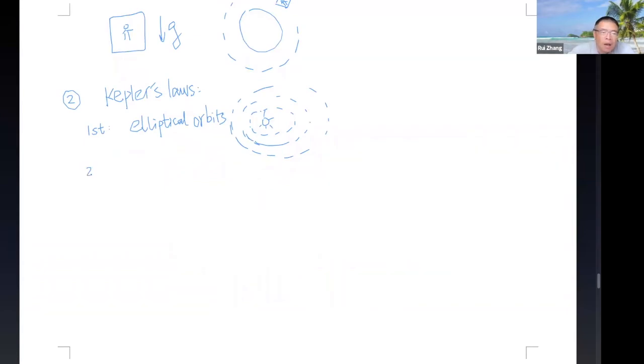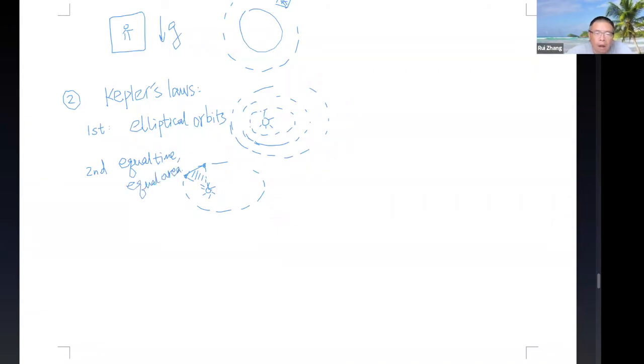Now, the second law says, on the ellipse, take the Earth, for example. For the same amount of time, if you connect the Earth to the sun, it wipes out the same amount of area. So it's called the equal time, equal area law.